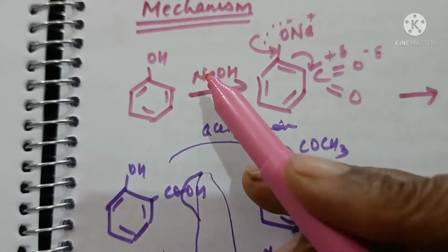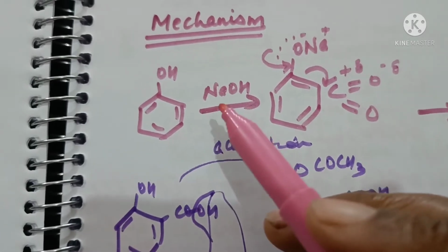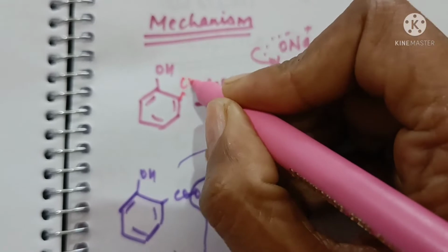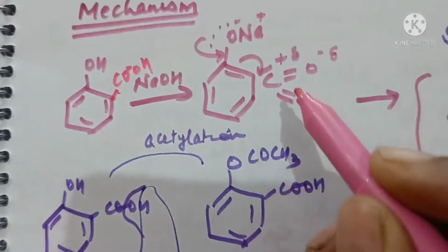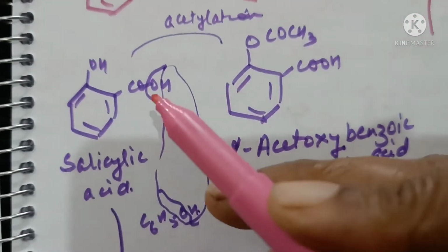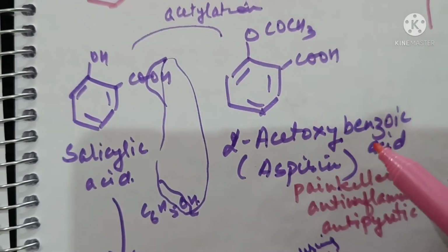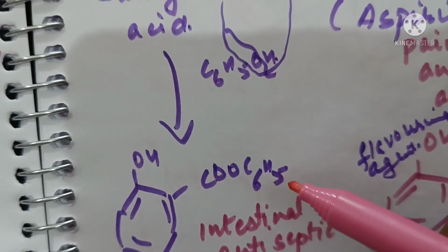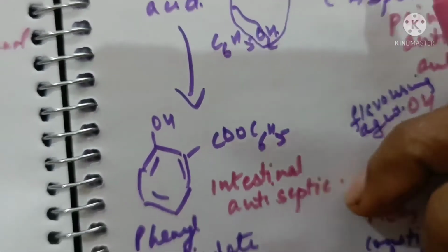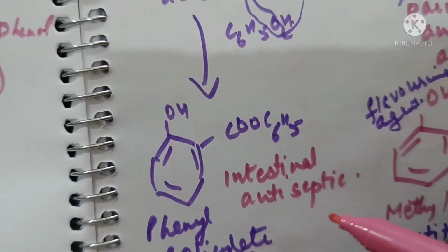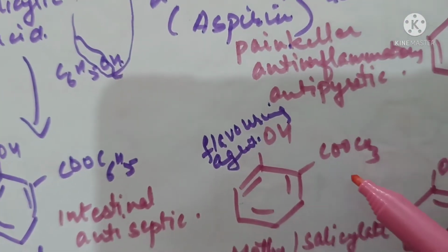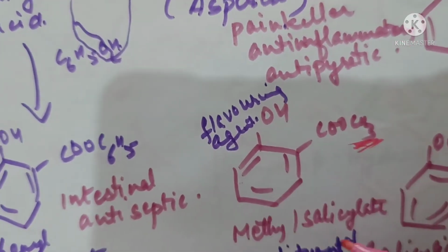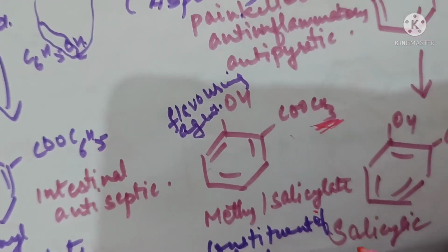For example, if we carry out acetylation of this salicylic acid, what we get is 2-acetoxybenzoic acid, aspirin. If we carry out benzoylation, we get salol, which acts as an intestinal antiseptic. And if we carry out esterification with a methyl compound, methyl salicylate is formed, which is a constituent of a flavoring agent, oil of wintergreen.